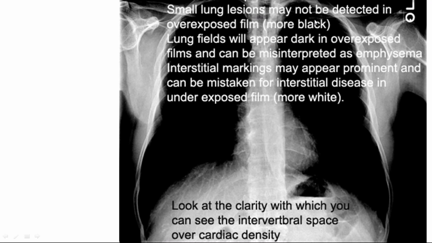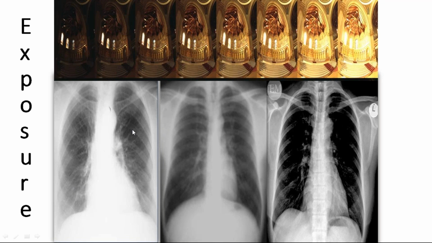Small lung lesions may be missed by overexposure or underexposure. In the overexposed film the lungs are more black, and you can hardly see any details of the lung vascular markings. It can be misinterpreted as emphysema, because emphysema means more air inside. You think there is more air, but it's not the air, it's the exposure. Interstitial markings may appear prominent and may be mistaken for interstitial disease. All these vascular markings appear very prominent in underexposed films. You can see in the underexposed film the streaks are more visible.